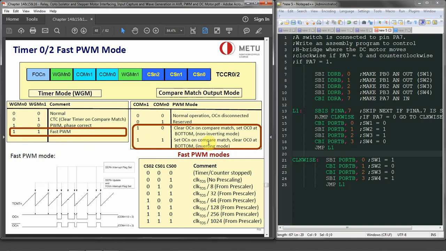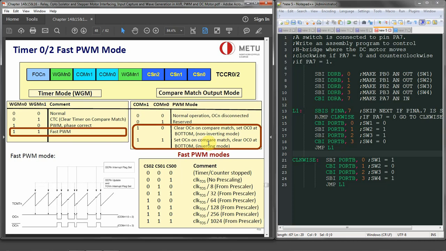When both COM pins are 0-0, the OC0 pin operates as an I/O port. But when it is 1-0, that means the waveform generator clears the OC0 pin whenever the compare match occurs and sets it at top.